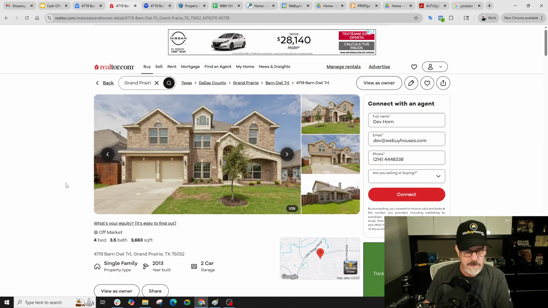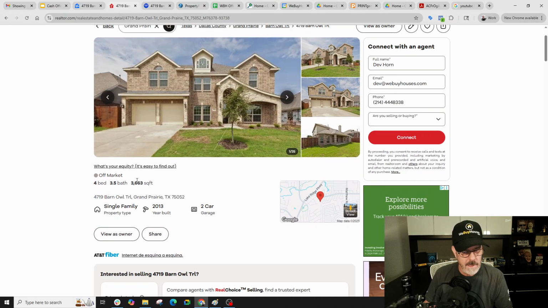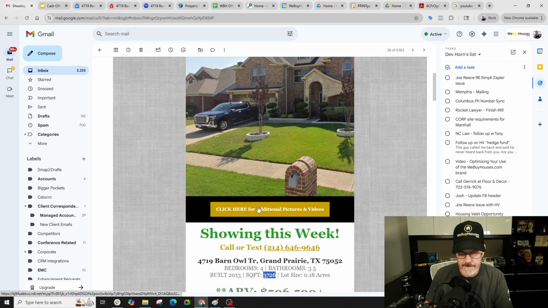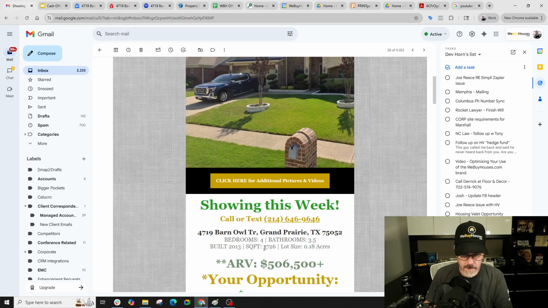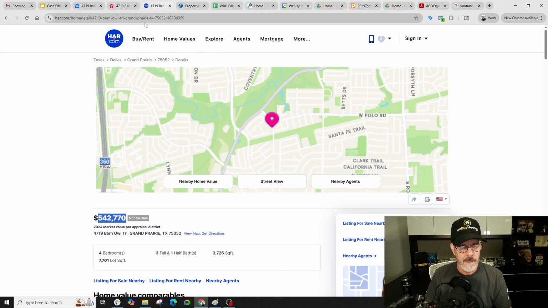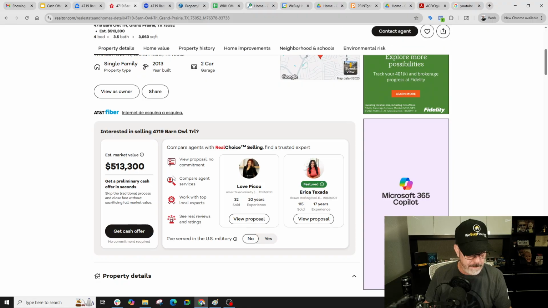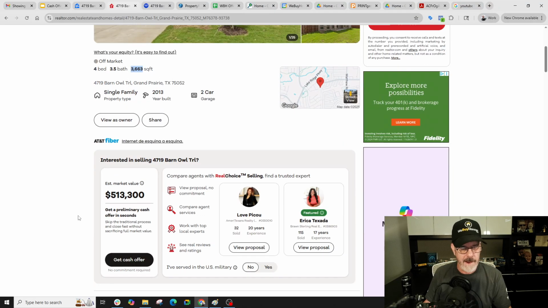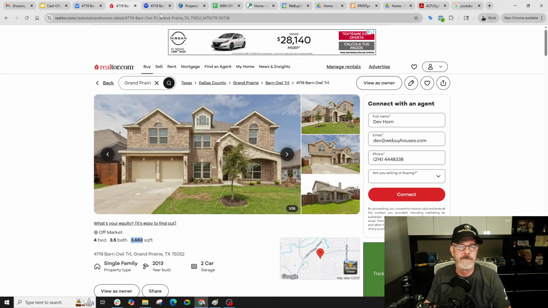Realtor shows me the house. Again, 3663 for 3.5. So their square foot numbers are off a little bit. We could check that with the county if we wanted to. I'm not going to do that right now. But I am going to note Realtor at $513,300.